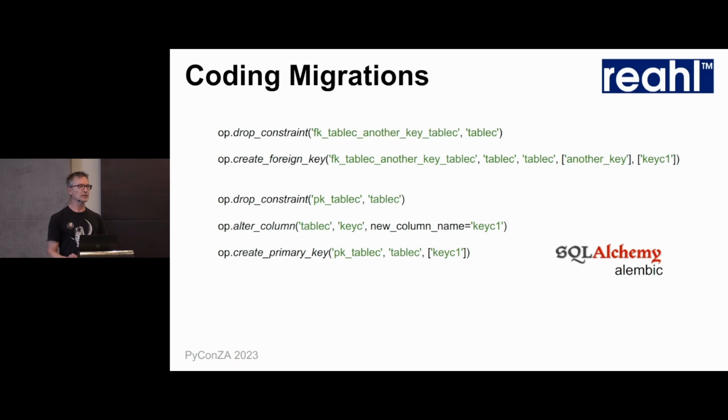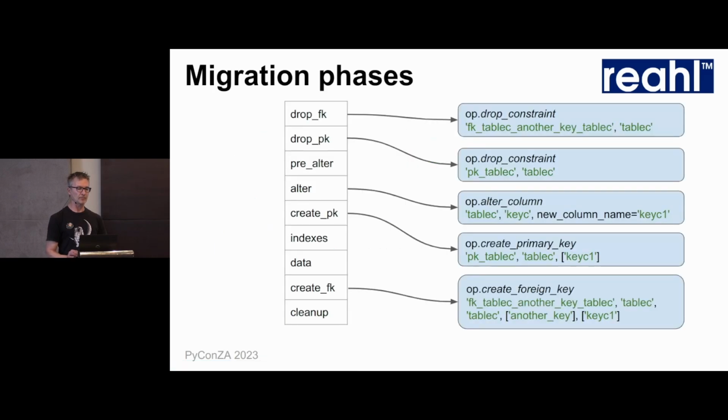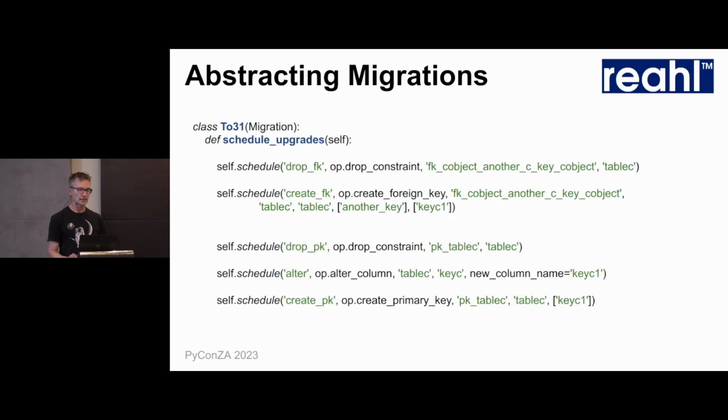So instead of actually doing this, what we've come up with is this idea of migration phases. So we basically say that first, we typically want to drop all the foreign keys that are relevant. So instead of actually doing the drop constraint, we'll sort of keep track of the fact that we need to do it in the drop foreign key phase, and so on with all the other things. So it doesn't really matter then in what order you put them, because they will actually be ordered by the migration engine when it runs.